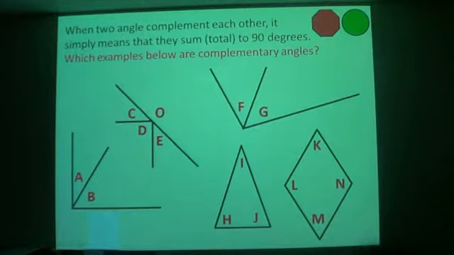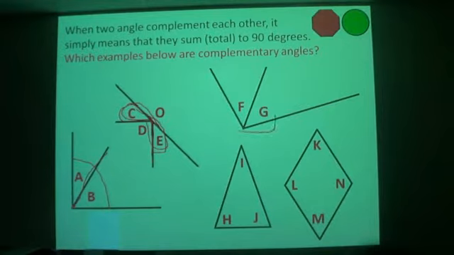Which examples below are complementary angles? Press on the stop sign, take a look at this, and figure out which ones. Okay, let's see how you did. Well, angle A plus angle B complement each other because they total 90 degrees, and they have a common vertex and a common side. Angle C and angle E sum to 90 degrees, and they have a common vertex, but they don't have a common side. So these are not complementary angles in that sense.